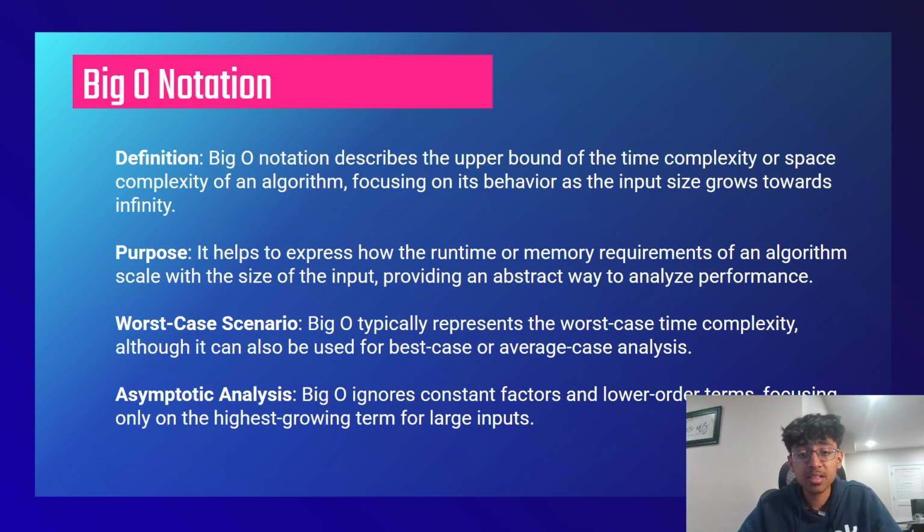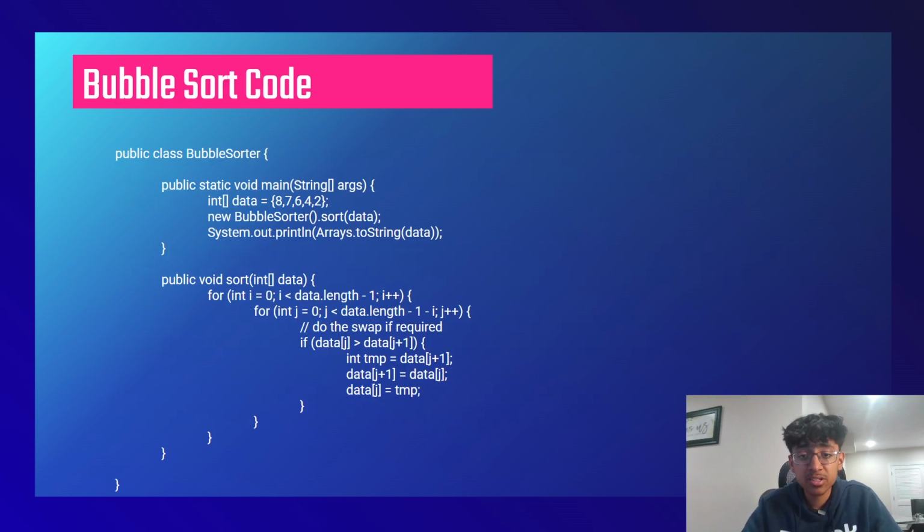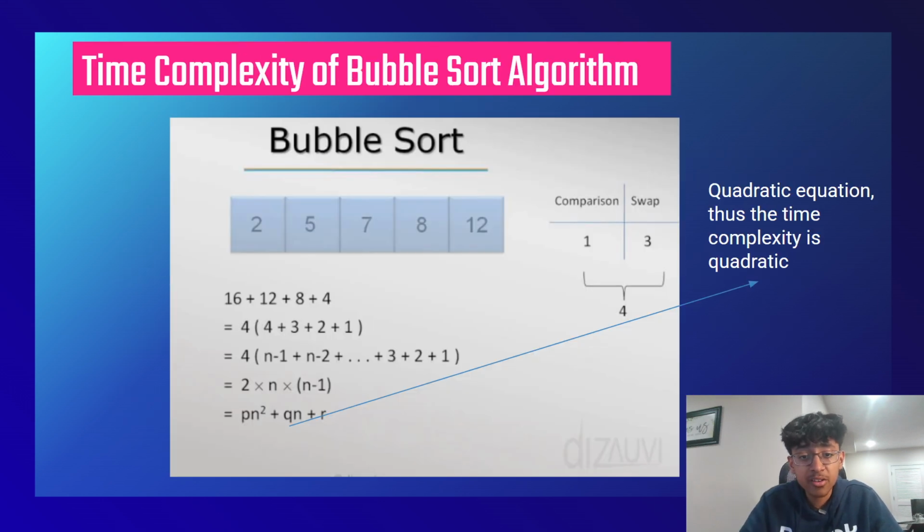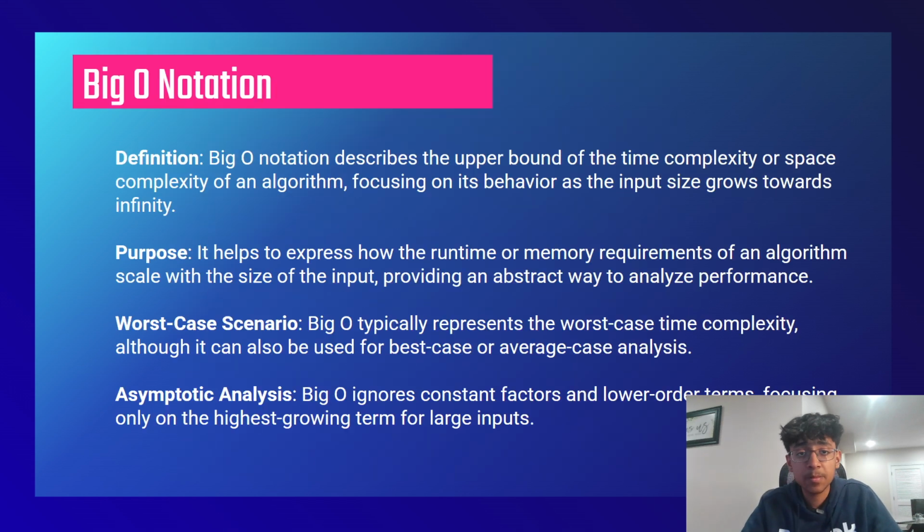Asymptotic analysis is the idea that big O ignores constant factors and lower order terms, focusing only on the highest growing term for large inputs. If we go back a couple of slides, you can see that it's Pn squared plus Qn plus R. So when looking at the big O notation for that, we would just completely eliminate the Qn and the R because it's not the biggest exponent.